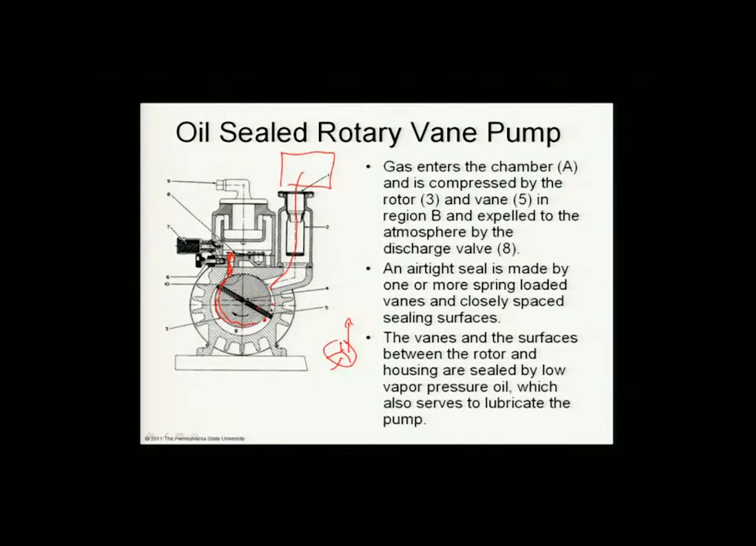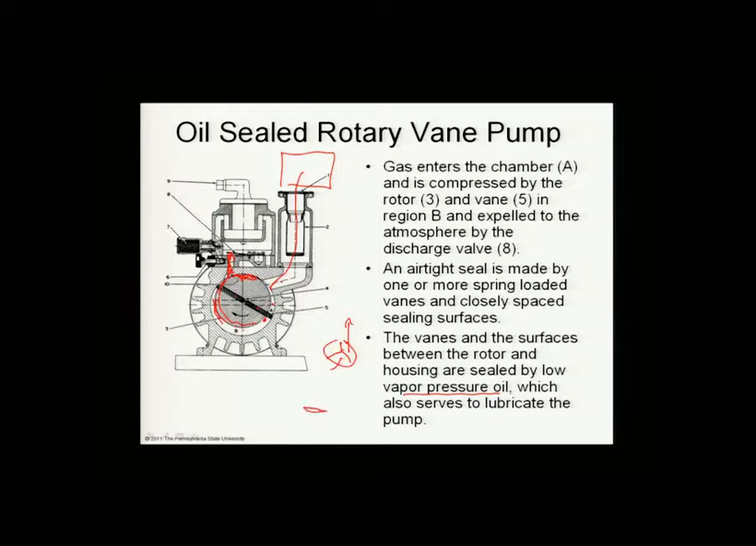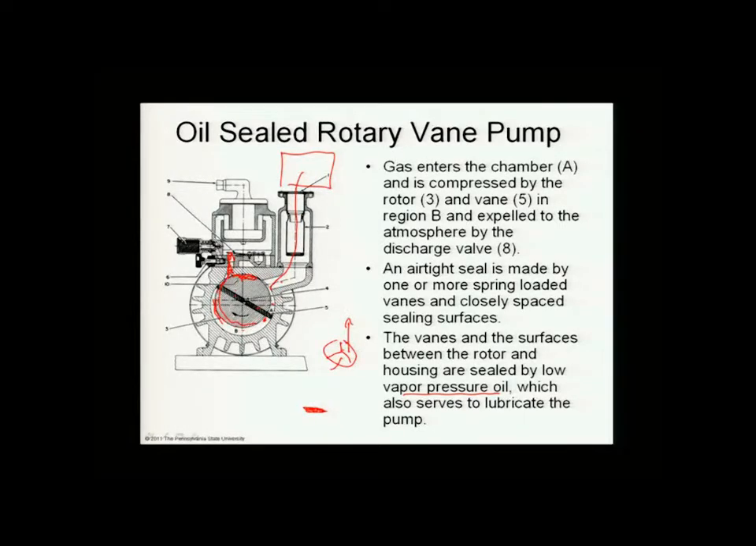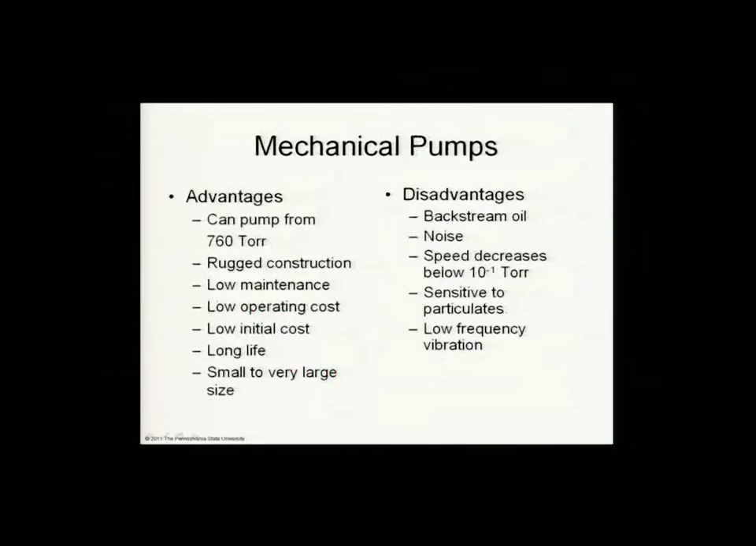And there's an airtight seal around the structure, and the vanes and the surfaces between the rotor and the housing are sealed by low vapor pressure oil, which also serves to lubricate the pump. So you have to worry about sealing here. You don't want these molecules to get back over here. Then you have to worry about mechanical friction, and that's all taken care of by a low vapor pressure oil. Low vapor pressure oil means that the molecules that make up the oil have a very low tendency to become vapor and come into the environment here.